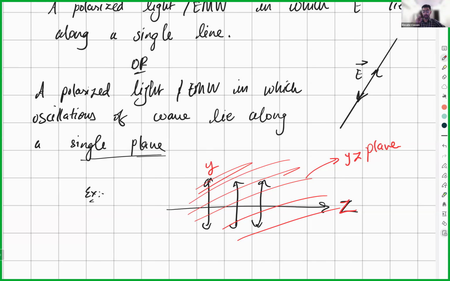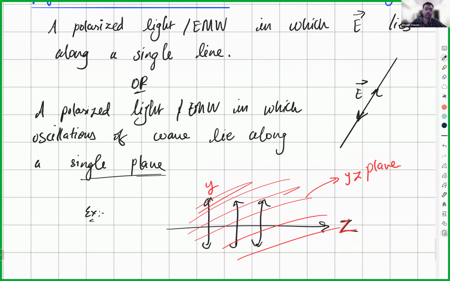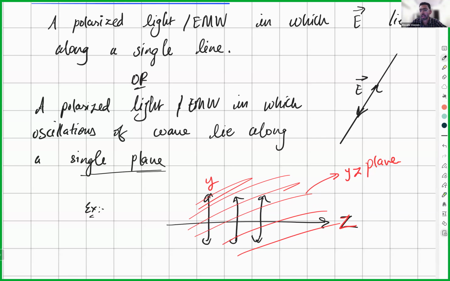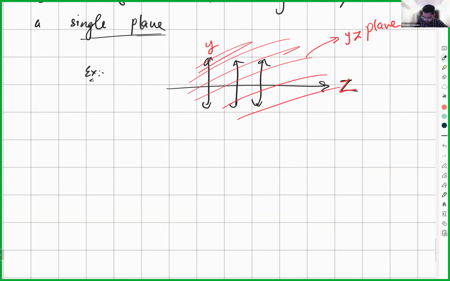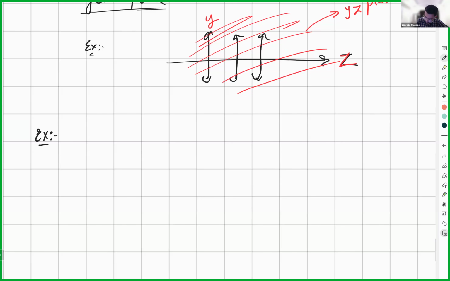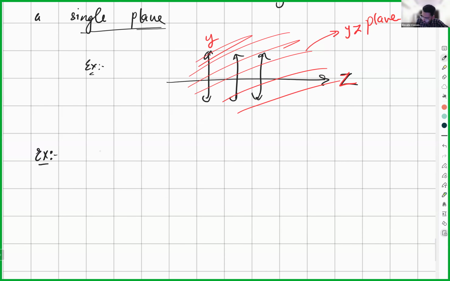Now, not necessarily the oscillations will lie along the y direction. It can also lie along z direction, it can also lie along x direction. But you always keep in mind that the propagation direction should be perpendicular to the oscillation of electric field as well as magnetic field. But here we'll only restrict ourselves to the electric field. So there can be different examples of plane polarized light. One we just wrote like E naught J cap cos of kz minus omega t.